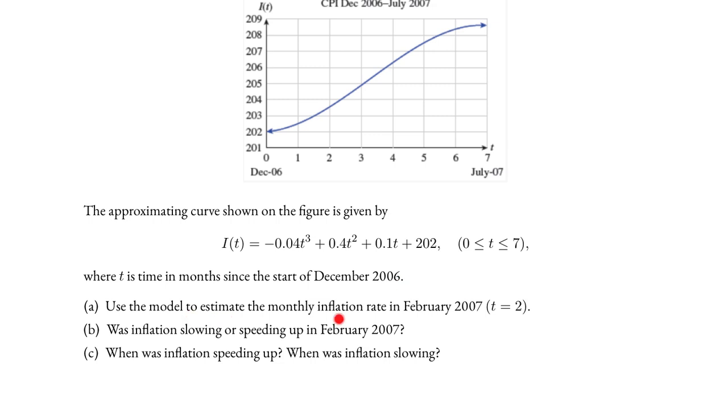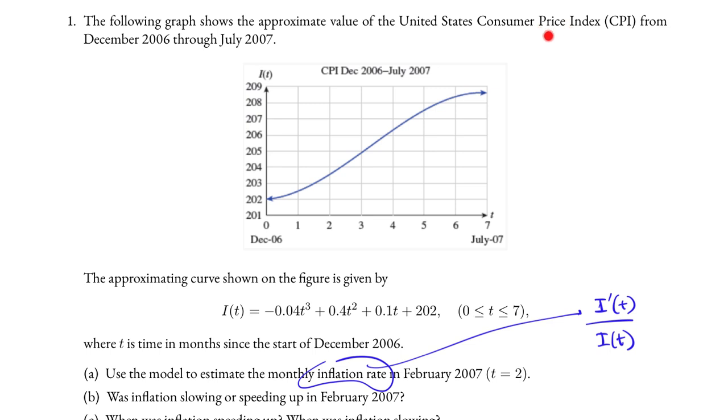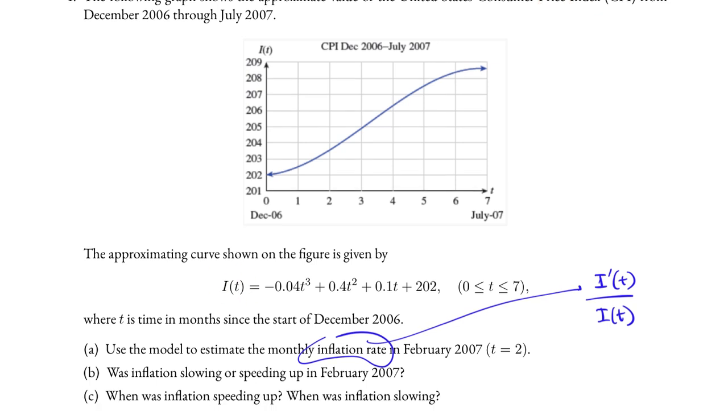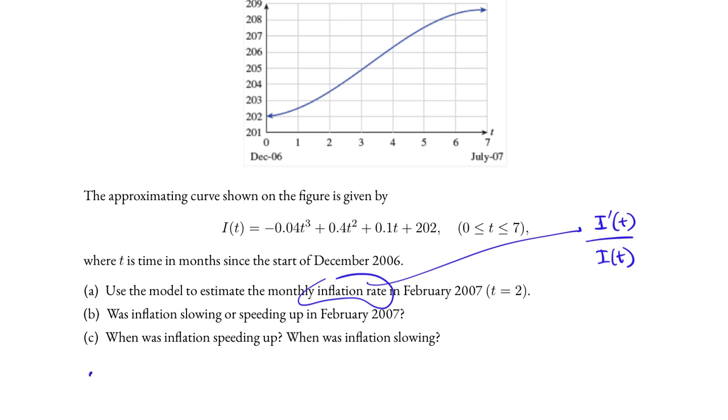Use the model to estimate the monthly inflation rate in February 2007, t equal to 2. Recall that the inflation rate is computed using the ratio I'(t) over I(t), where I is the consumer price index, the function given. All we're doing in this part A is to evaluate I' when t equals 2 and I when t equals 2, and set up the ratio. That will give us the inflation rate.